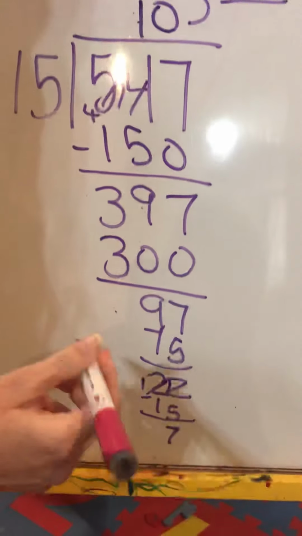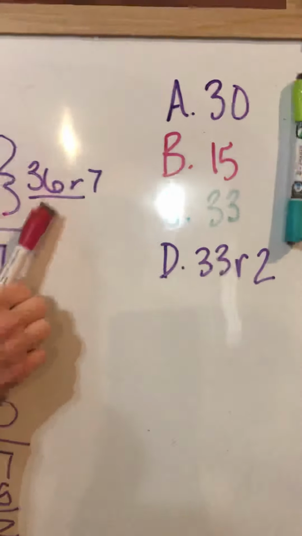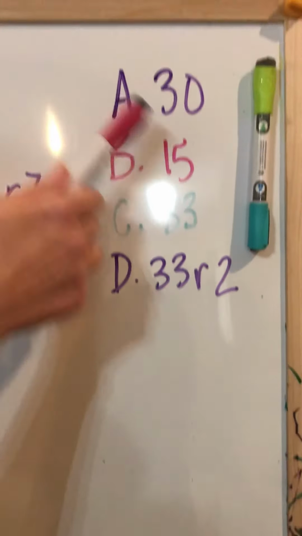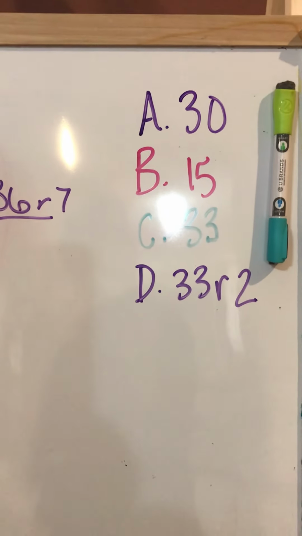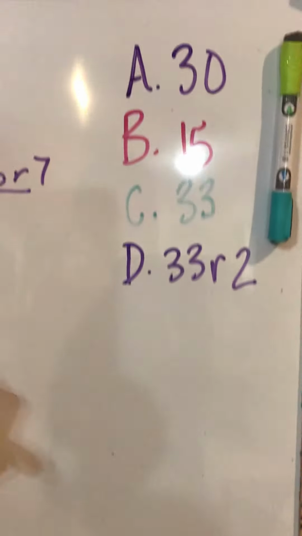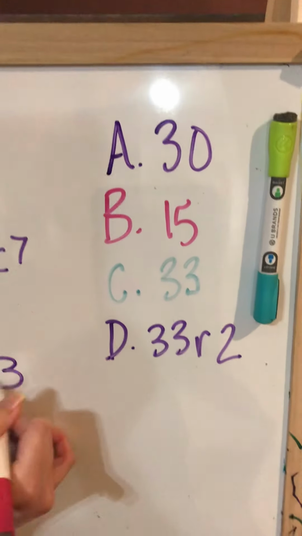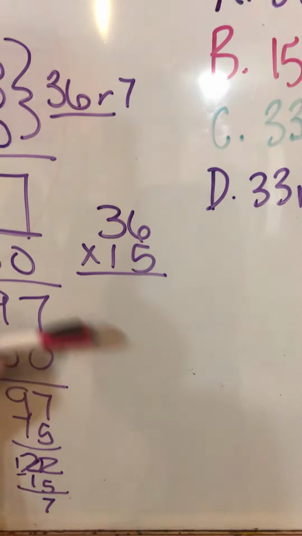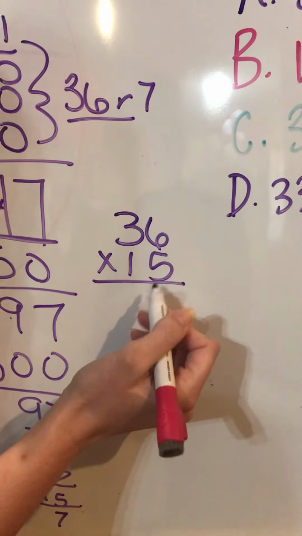Now, if this were a multiple choice test and we looked at these choices here, our answer is not on there. But what I can do is, if I have choices like this, I can multiply my choice by the divisor and then add the remainder, and I should get the dividend. So if I multiply 36 times 15 and then add my remainder, I should get 547. So let's see if that's what happens.